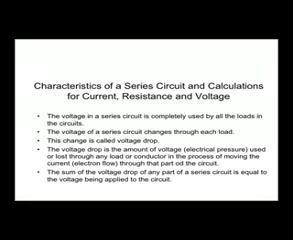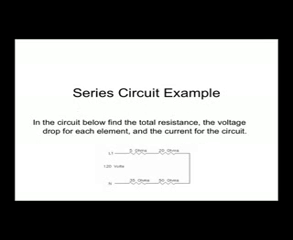The calculations for a series circuit are also pretty similar because there's only one path for current to flow. The current drawn in a series circuit is the same through the entire circuit. No matter where you measure the current, it's going to be the same. The total resistance in a series circuit is the sum of all resistances in the circuit. So R total equals R1 plus R2 plus R3, and however many loads you have, add all the resistances.